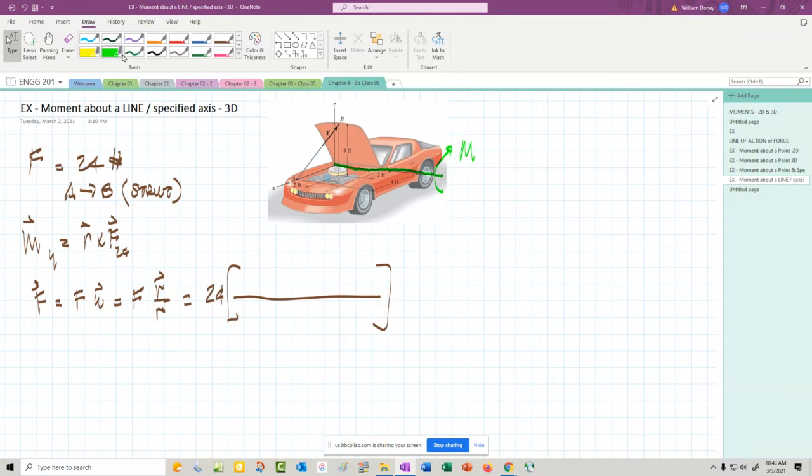So I could use a position vector that goes from the origin to B. Or I could use it from the origin to A. I could use a point out here and find another random point on the force and use that one, but I want to take advantage of the coordinates I'm already given.